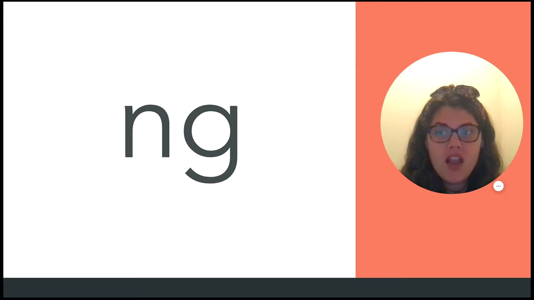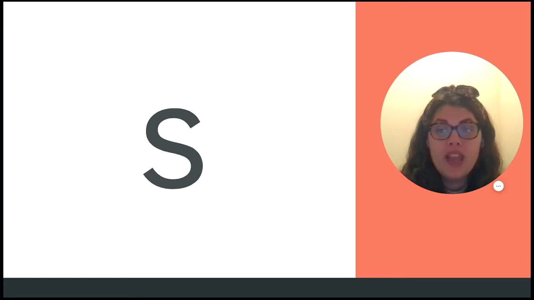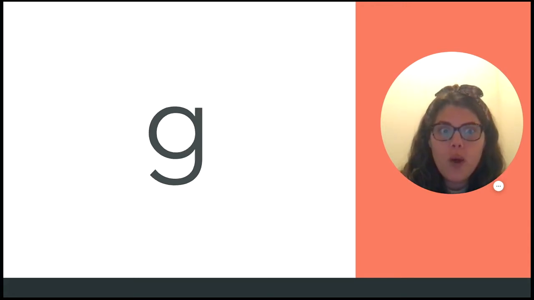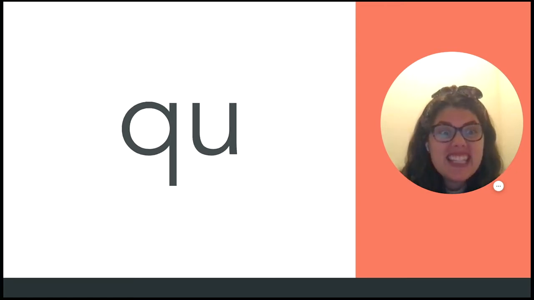Good job. What about this digraph, friends? What are these letters, and what sound do they make together? These are the letters N and G, and they make the ng sound. Good job. Keeble Cubs, tell me this one. That's right, this is the letter S, and it makes the sound s. And what about this letter? This is the letter G, and it makes the sound g. Good job. And finally, what's this digraph? Tell me what this one is, friends.